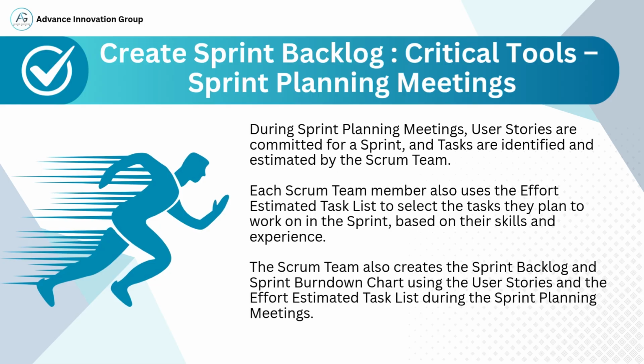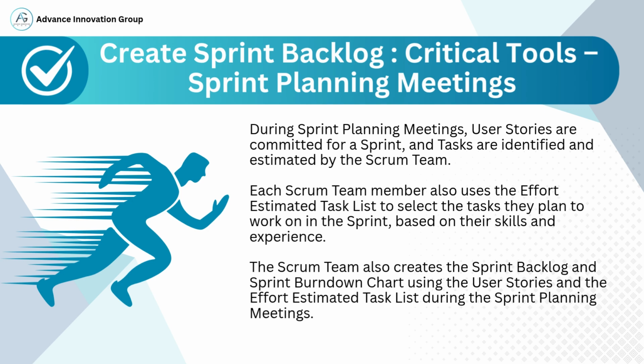In this slide, we are emphasizing the role of sprint planning meetings as a critical tool in the process of creating the sprint backlog. During sprint planning meetings, the Scrum team meets to plan the upcoming sprint in detail. This is the session where user stories are formally committed for the sprint based on priority and estimated effort. The effort estimated task list is used to break down these committed user stories into smaller, manageable tasks. Each Scrum team member selects tasks based on their expertise, availability, and comfort level with specific types of work.